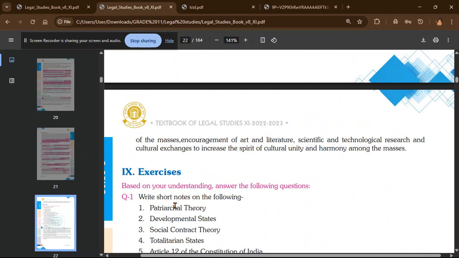Now, if I want to give you additional questions, they can ask you a match the following. They have given you thinkers and their ideas. So Plato had given the Laws. Aristotle had given your Politics. Rousseau had given your Social Contract, and Locke had given Two Treatises of Government. This they have given you.